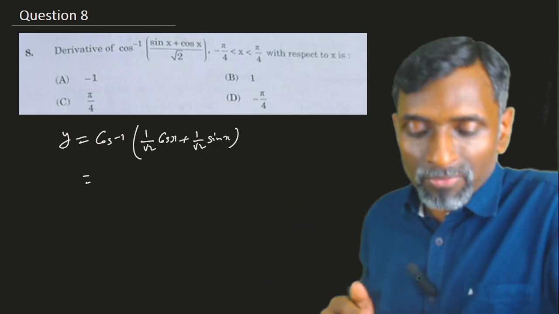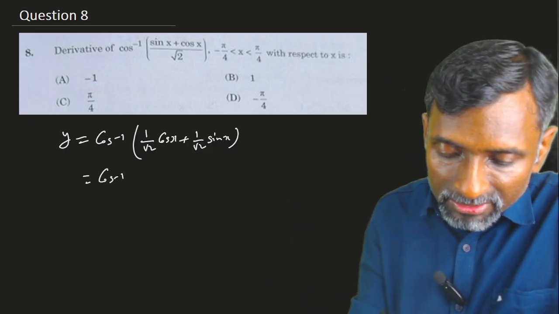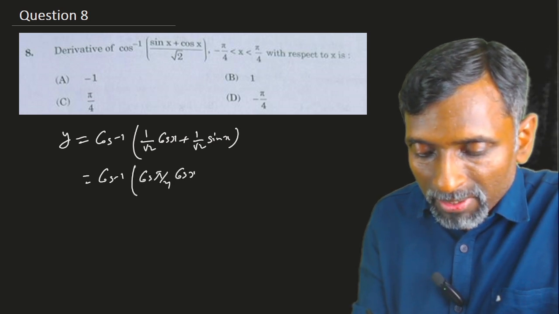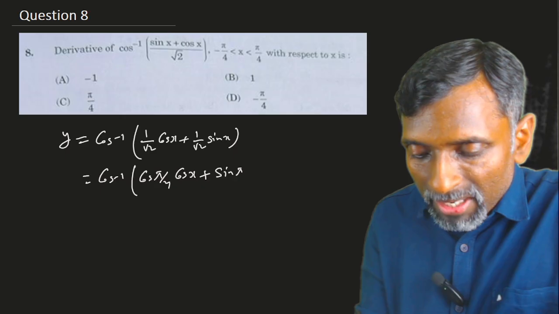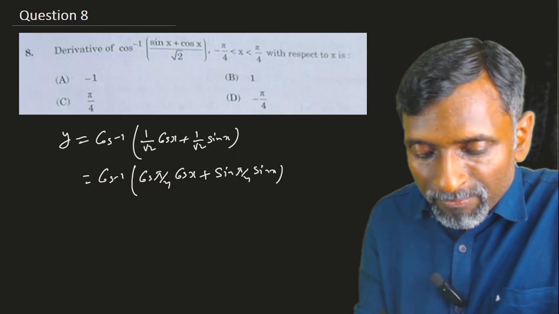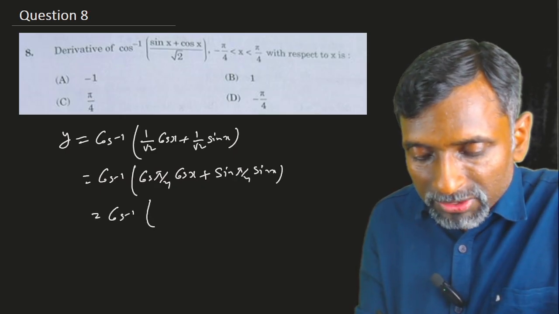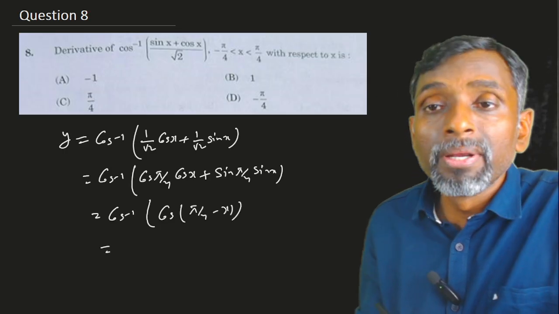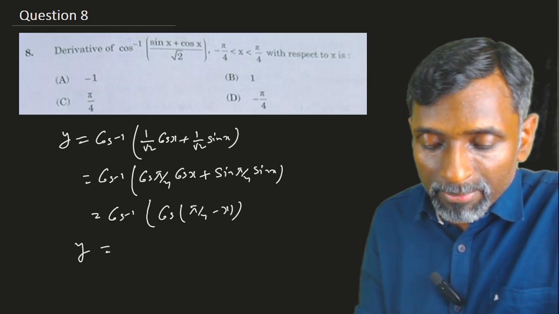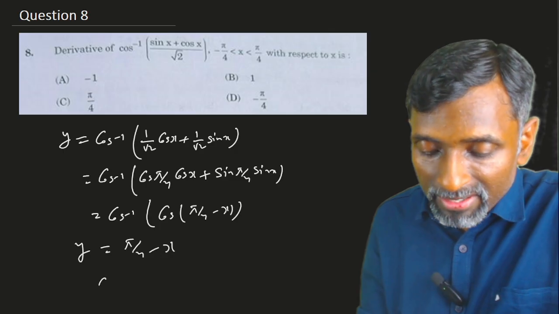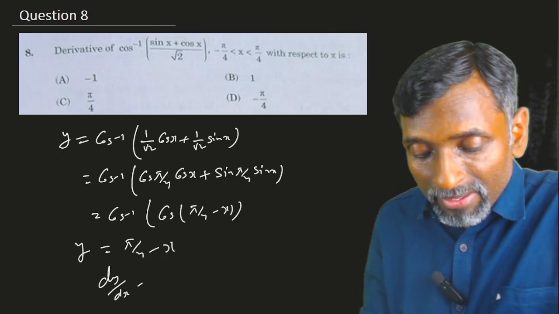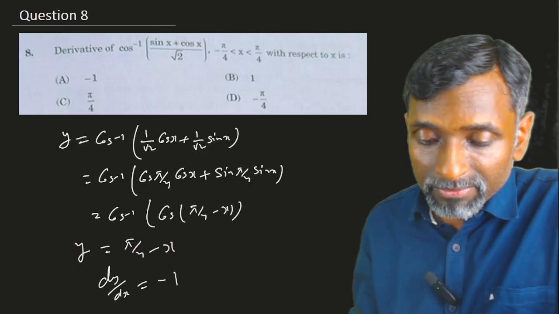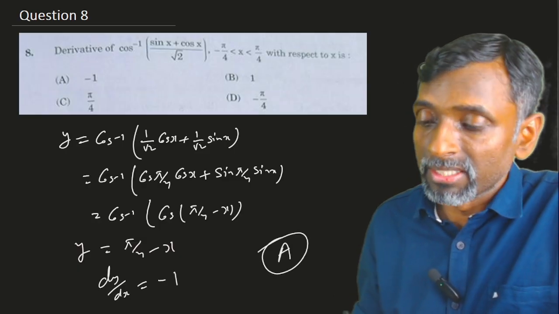Okay, so now it is cos inverse 1 by root 2 can be written as cos pi 4. It is cos pi 4 multiply cos x plus sin pi 4 multiply sin x, right? So it is cos inverse cos pi 4 minus x. So now we are eliminating cos inverse and cos. The y can be written as pi 4 minus x. Now we can differentiate in one step. Now you know the derivative of pi 4, yeah, it is 0. And minus x, it is minus 1. So option A is the correct answer in this.